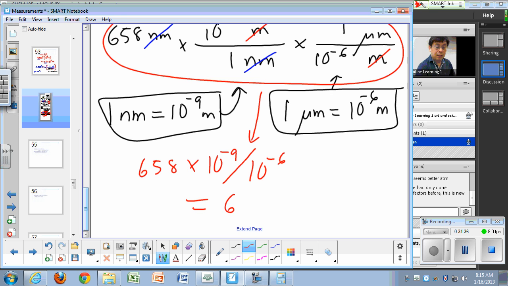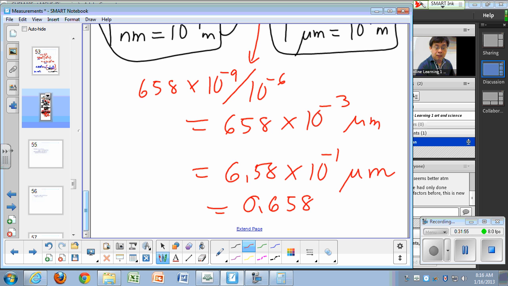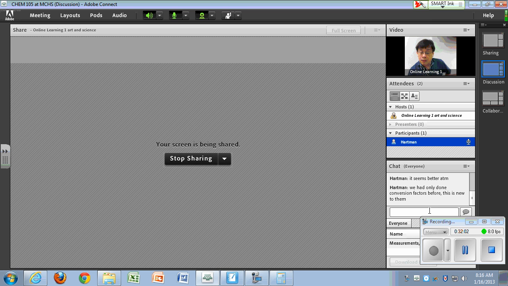So that's 658 times 10 to the -3 micrometers. That's the unit that's left, which is the same thing as 6.58 times 10 to the -1 micrometer. Or you can write it as 0.658 micrometers. Any questions at this time?